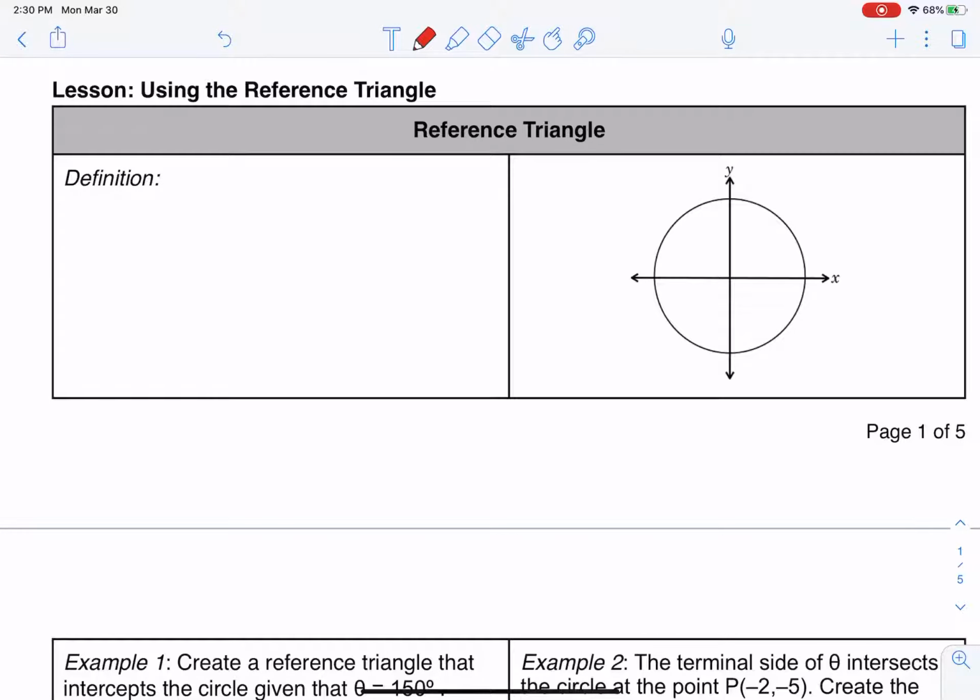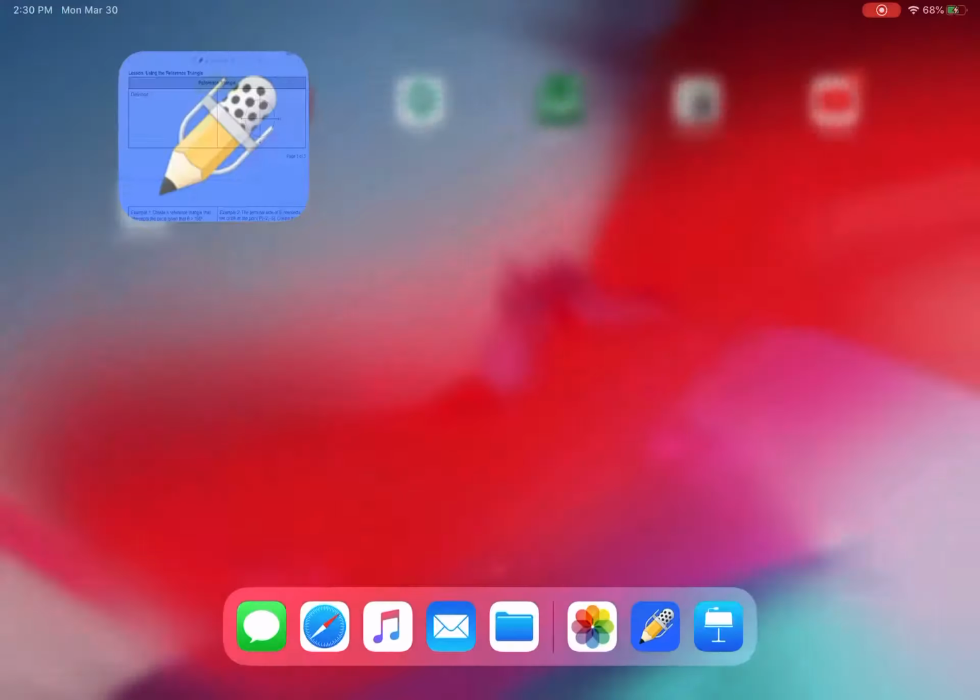Hi class, this is Neil, and this is the second video of lesson 3, using the reference triangle. This video will look at using reference triangles in a variety of problems. So I'm going to transition to the slideshow so that we can take notes on a reference triangle. It's something that we saw in the previous lesson, but I'll provide you with the notes again here.